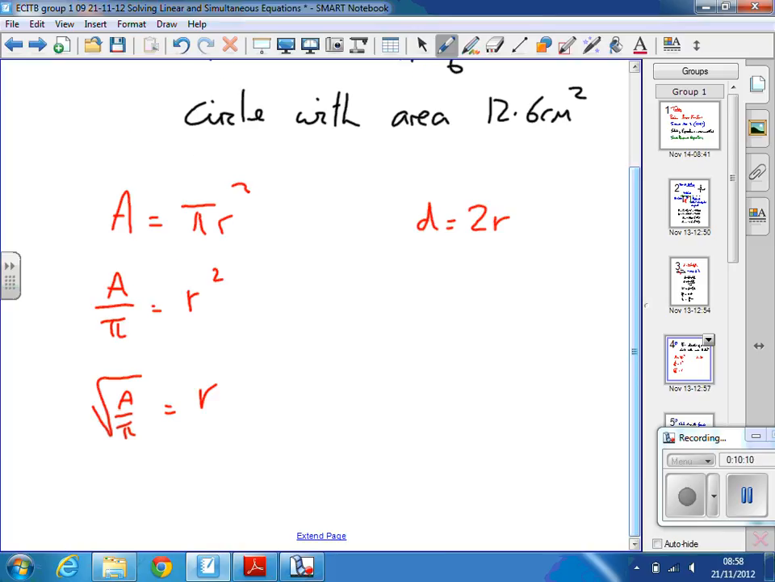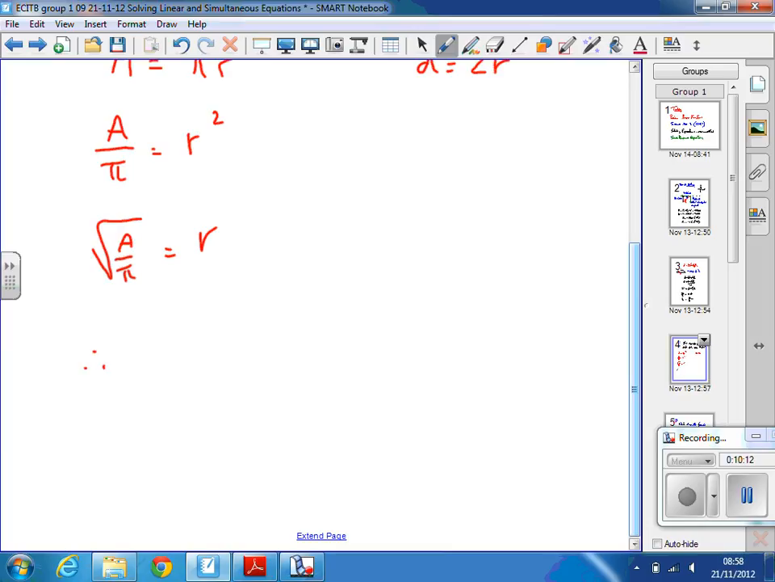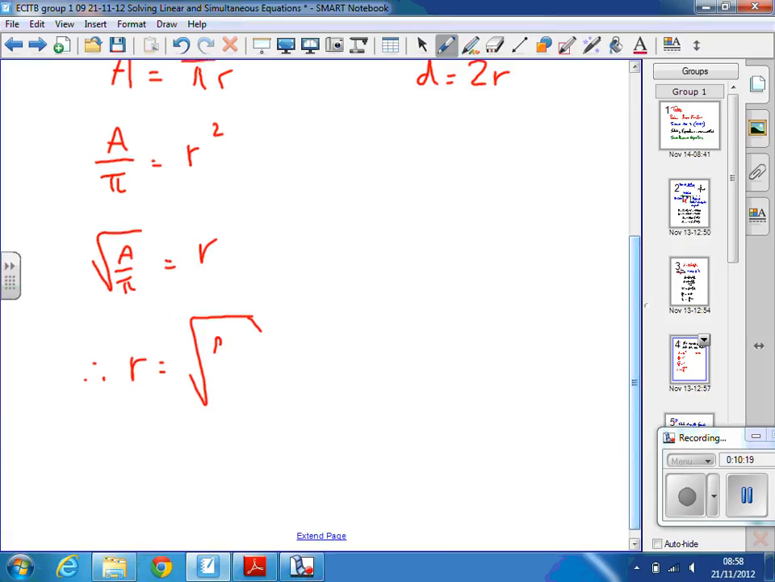So now we can plug in the numbers. Square root of A, which we know is 12.6, over pi. And then we do that in one hit on the calculator, leave that answer in the calculator and just times it by 2. And that will give us the diameter.